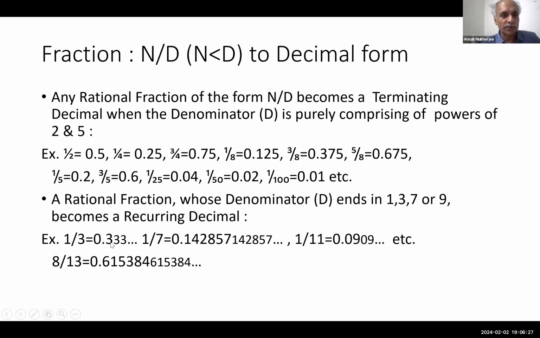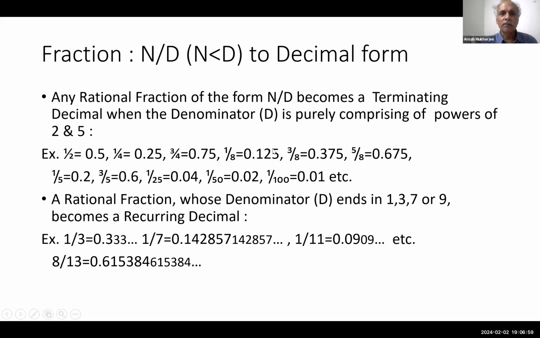1 by 3 is 0.3 with a dot, which means we put a dot here. 1 by 7 is 0.142857 within 2 dots here and here, six digits recurring. 1 by 11 is 0.0909 etc., 2 digits recurring. 8 by 13 is equal to 0.615384. These also have 6 digits recurring.